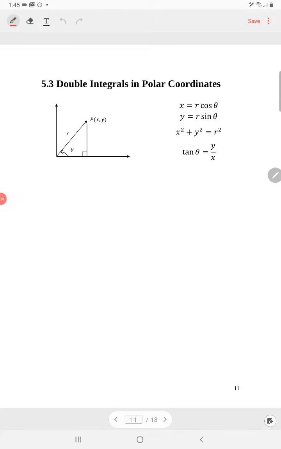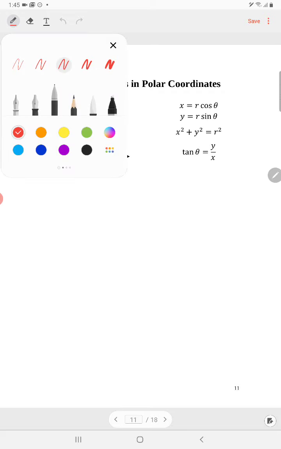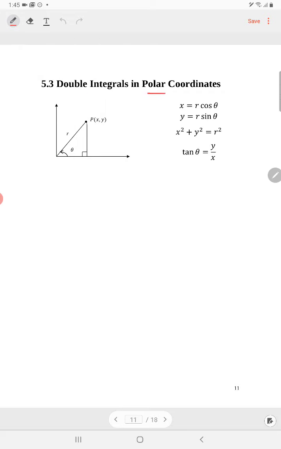Today's topic is on double integral in polar coordinates, where instead of x and y, the variables that we use will be r and theta. So this is the relationship between x, y with r and theta. So x is equal to r cos theta, y is r sin theta, and x squared plus y squared is r squared. Tangent theta is y over x. This is obtained from this triangle here.